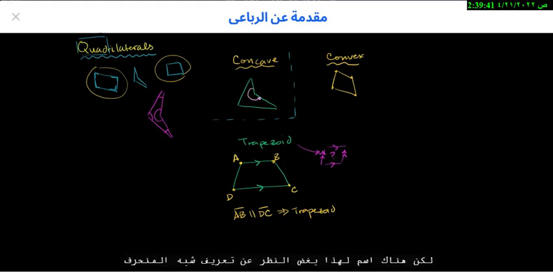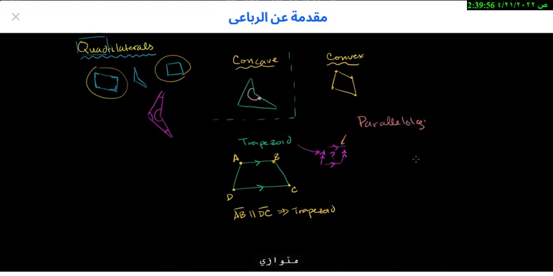But there is a name for this, regardless of your definition of what a trapezoid is. If you have a quadrilateral with two pairs of parallel sides, you are then dealing with a parallelogram. So the one thing that you definitely can call this is a parallelogram. Parallelogram.